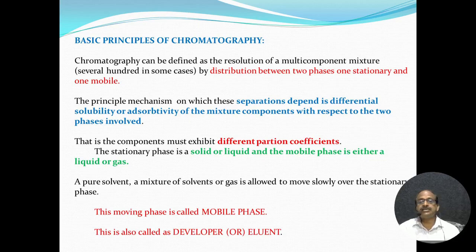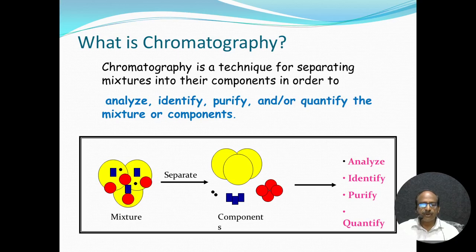This is also called the developing of the solutes in the resolution. That's why it is called the developer. In other words, we can also call it the eluent. Eluent means the developing of the solutes present in the mixture of components. That is the basic principle of chromatography.